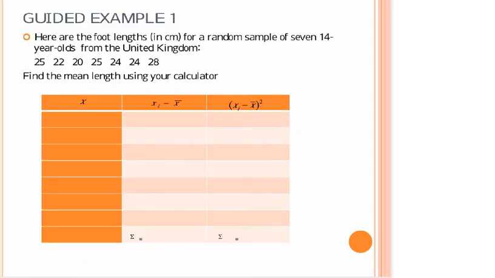So here we go. Here are the foot lengths in centimeters for a random sample of 7 14-year-olds from the United Kingdom. We want to do 3 things. We're going to first find the mean, because you cannot calculate standard deviation without the mean. Then we are going to find the sum. Remember, that is sum. We learned that last week. We're going to find the sum of the value minus the mean, and then the square of that. And we're going to use that in our actual calculation. So this is how we would fill out this chart. We're going to put each value under X.